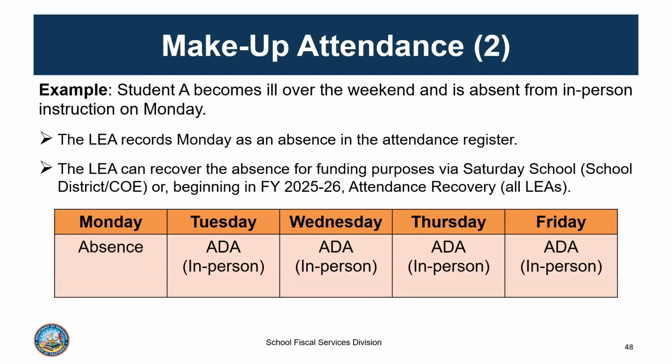In this example, student A becomes ill over the weekend and is absent from in-person instruction on Monday. The LEA records Monday as an absence in the attendance register. If the student is enrolled at a school district or COE, the school can recover the absence for funding purposes via Saturday school. Beginning in fiscal year 25-26, all LEAs can recover the absence for funding purposes through an attendance recovery program.